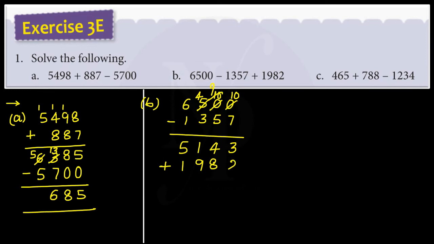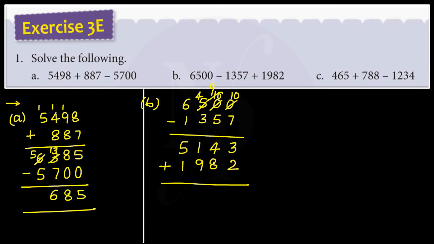1982 to this difference as it is given in the question. So first we have found the difference of first two numbers, and to the difference we are adding the third number, that is 1982. Let us add now these two numbers to get the required solution of this problem.